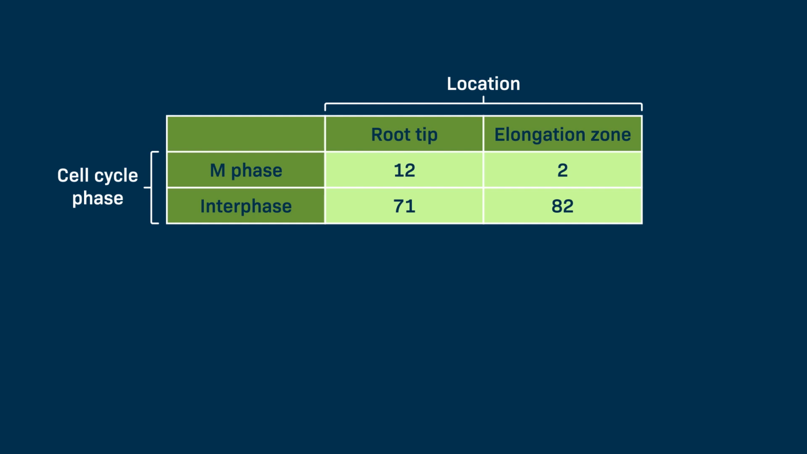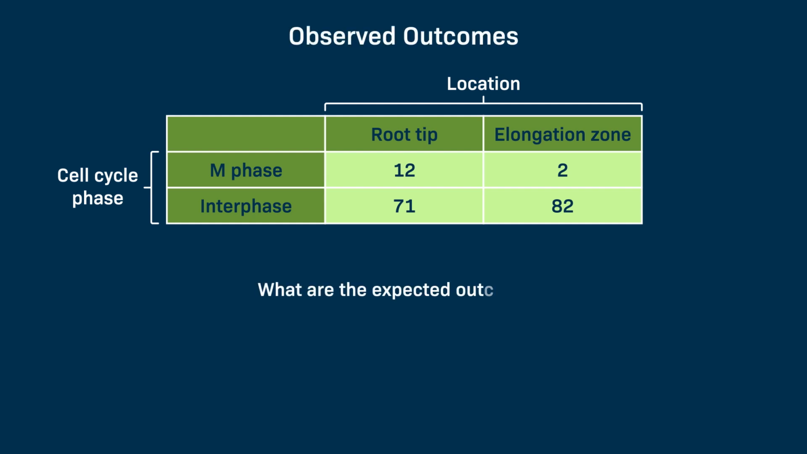The chi-square test of independence assesses whether there is a significant difference between our data, in other words, the observed outcomes of our experiment, and the expected outcome if our null hypothesis were true. In my case, this data table represents my observed outcomes. Now we have to figure out what the expected outcomes of the experiment would be if there were no relationship between location and cell cycle phase.